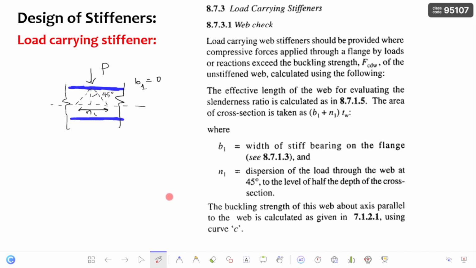In this video, I am going to continue the CODAL provisions regarding the design of stiffeners. In the previous video, I already discussed some of the CODAL provisions regarding the design of stiffeners, and this is the second part of the video, that is nothing but the design of stiffeners CODAL provisions.